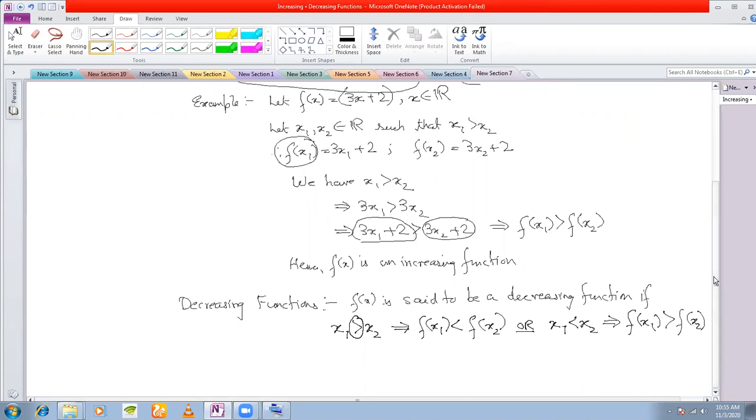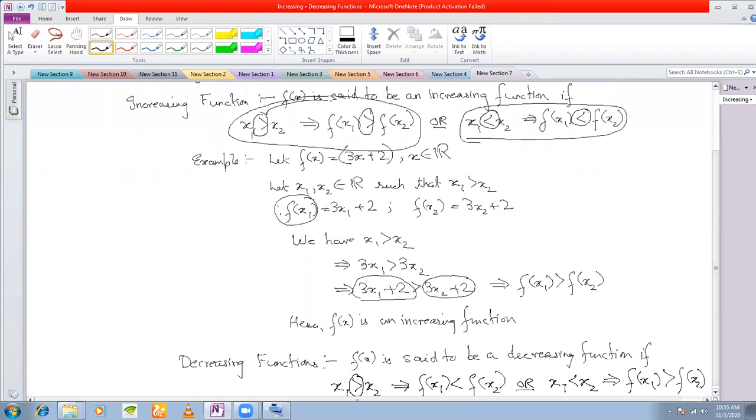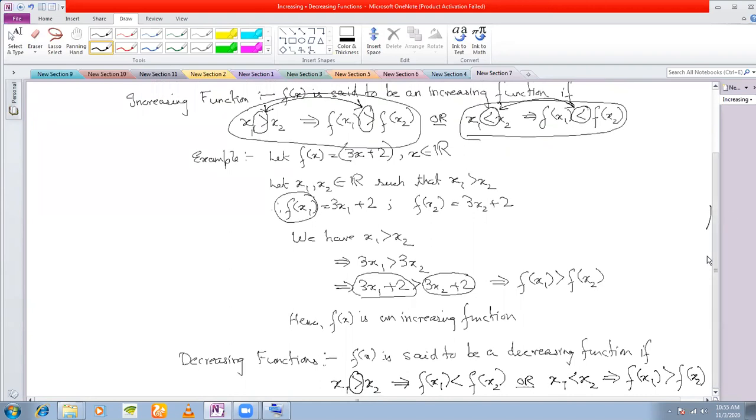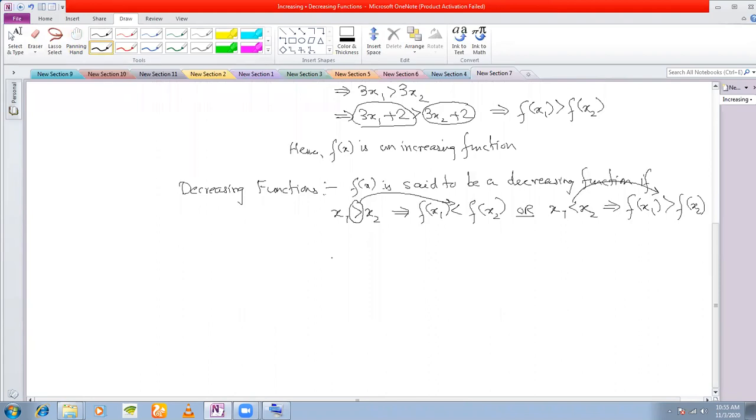So if you see what is the difference between these two conditions, in this condition greater than sign we were retaining, right? Here less than sign we were retaining, right? But here our sign is changing. From greater than it is changing to less than. From less than it is changing to greater than. So this is your definition of decreasing functions.